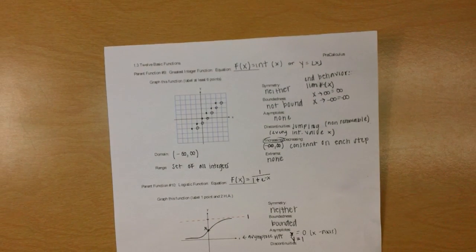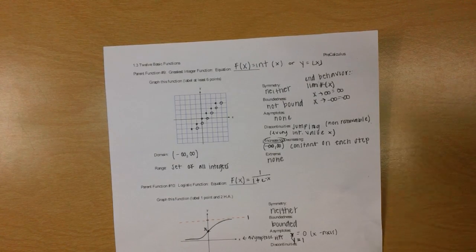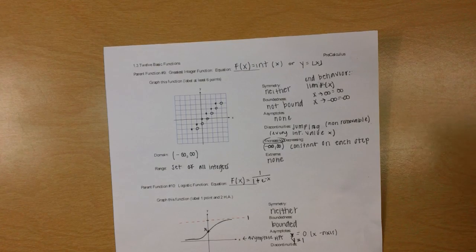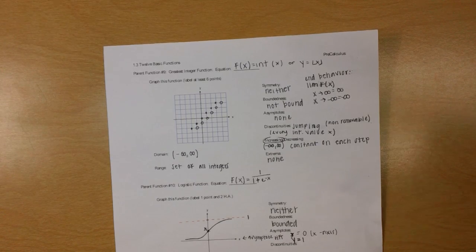This is parent function number 9, the greatest integer function. There is no symmetry. It is not bounded. There are no asymptotes. The discontinuity is jumping at every x value, which is not removable. Constant on each step. There is no extrema and no positive or negative infinite end behavior. The domain is negative infinity to infinity, and the range is the set of all integers.